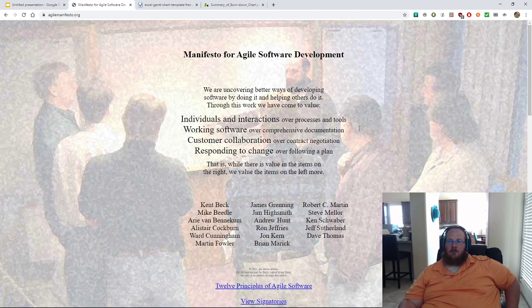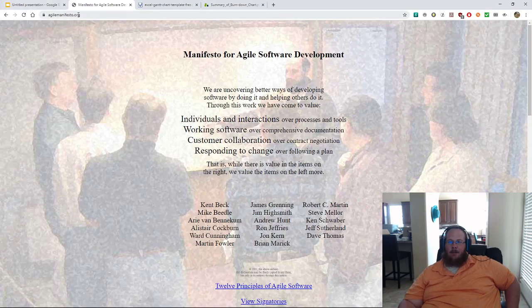So, individuals and interactions over process and tools. Now, I want to point out the psychological impact of this document from first glance here. They put it in larger font. Like, this isn't my website.